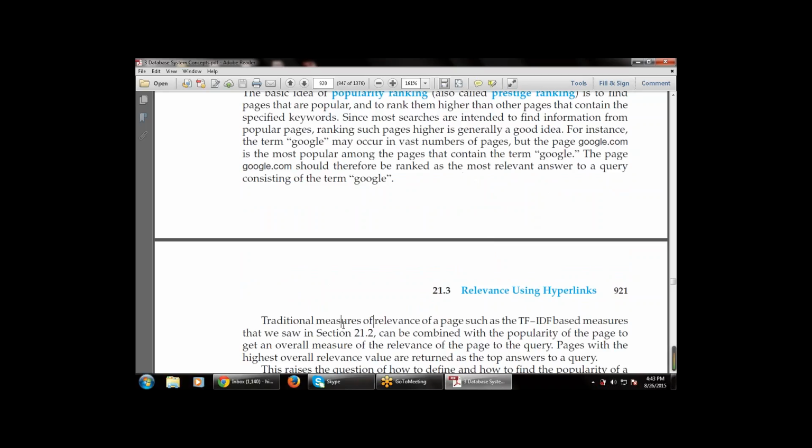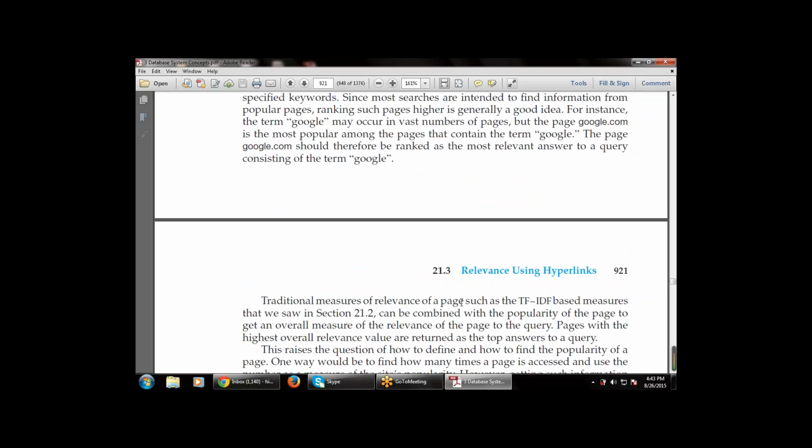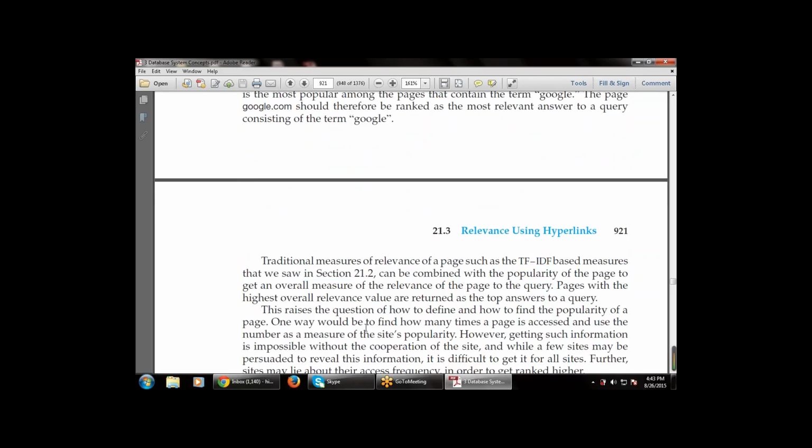Traditional measures of the relevance of a page, such as the TF-IDF based measures that we saw in 21.2, can be combined with the popularity of the page to get an overall measure of the relevance of the page to the query. Pages with the highest overall relevance value can be returned as the top answers to a query.